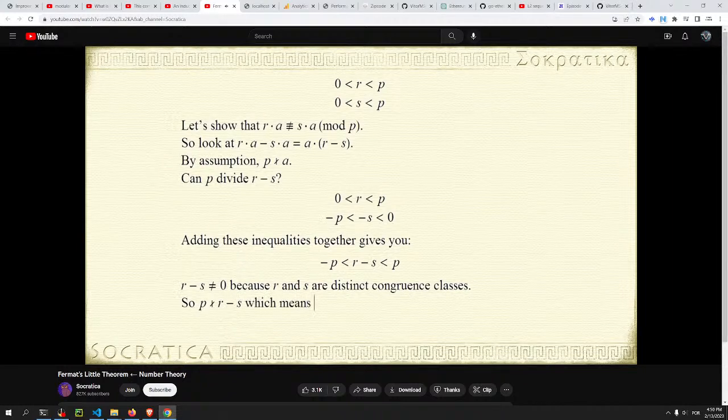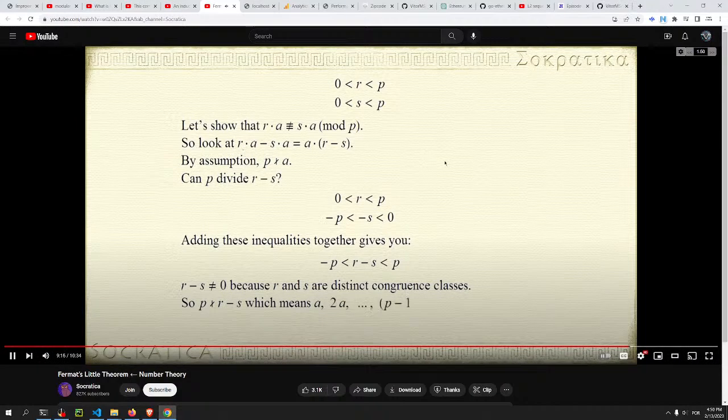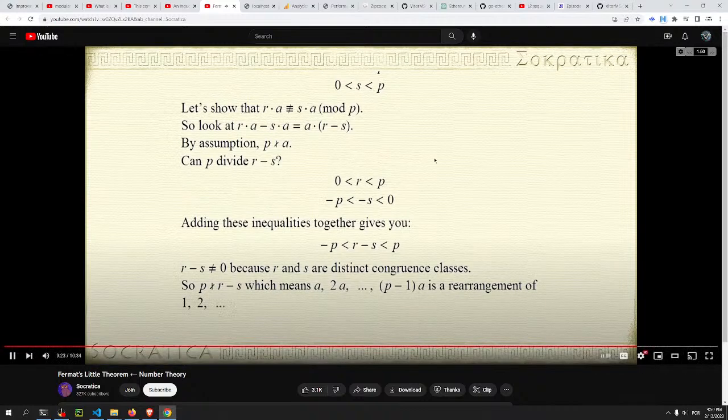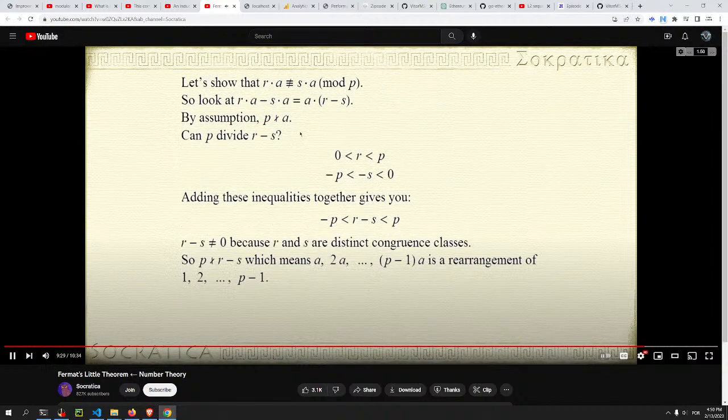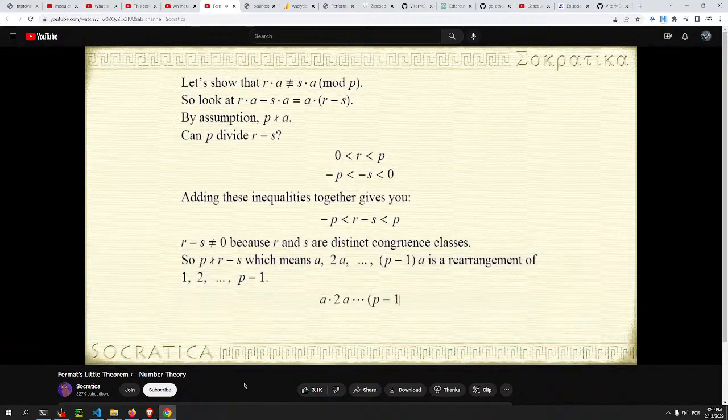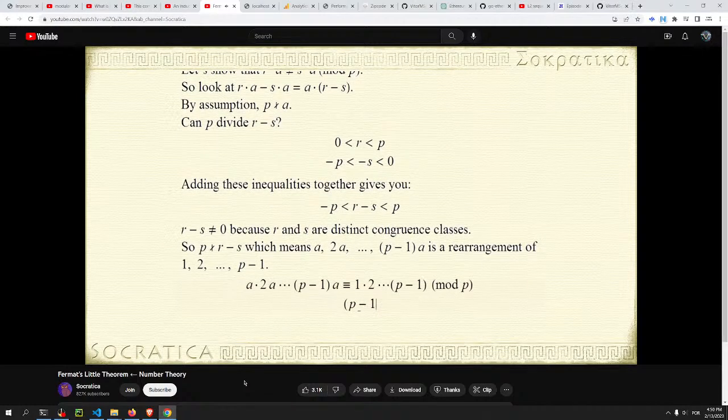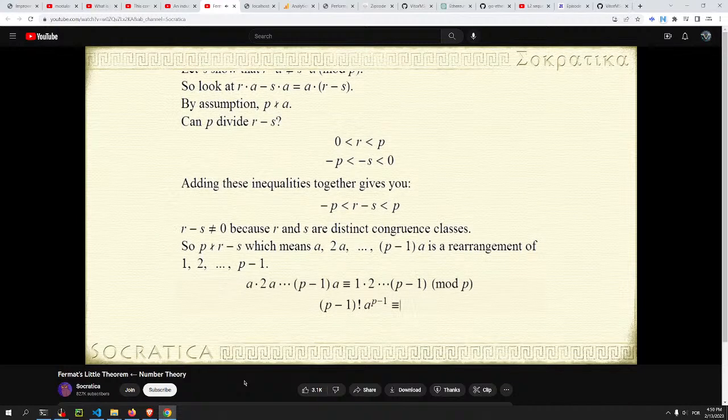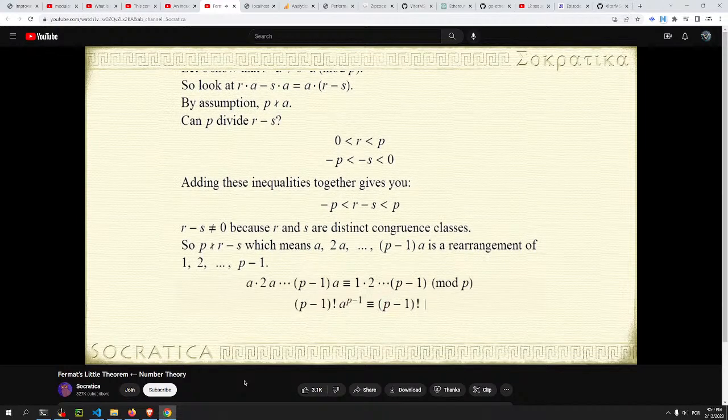So a, 2a, on and on to p minus 1 times a is just a rearrangement of 1, 2, 3, on and on to p minus 1. So their products are going to be congruent to each other because they're just rearrangements of one another. That means that a times 2a times 3a on and on to p minus 1 times a is going to be congruent to 1 times 2 times 3 on and on to p minus 1 mod p. The left-hand side is p minus 1 factorial times a to the p minus 1 power. And the right-hand side of this congruence is p minus 1 factorial.